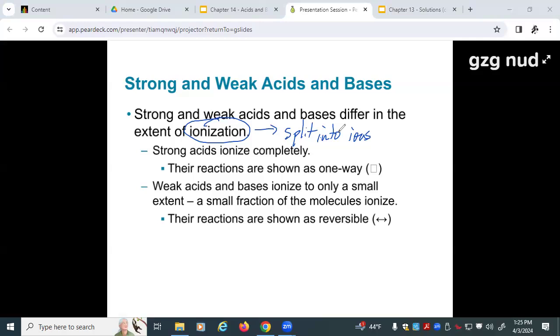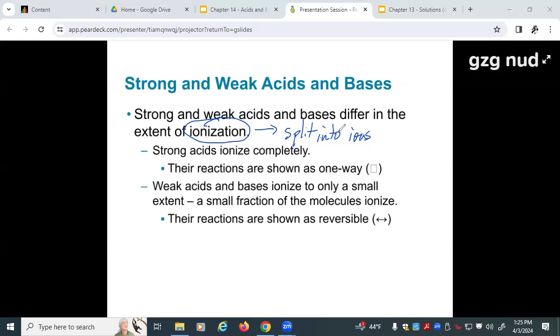Now, believe it or not, we've covered this particular concept before as well. When we talked about solutions for the first time, we talked about the idea of electrolytes, substances that conduct electricity. And if you recall, the ability of a substance to conduct electricity had everything to do with the number of ions that were present in that solution at any given amount of time. The more ions that are present, the stronger that solution was able to conduct electricity. Well, this is true also for acid and base solutions as well.